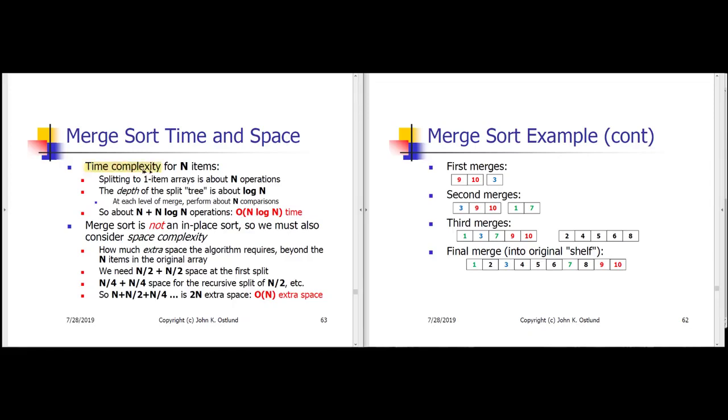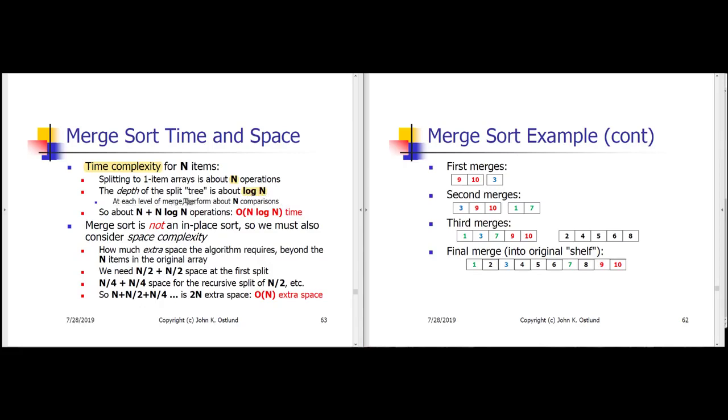So what is the big O performance for n? That is, what is the so-called time complexity for these n items? Well, it's going to take us about n splits to get down to one item arrays. And the depth of that split tree, because at each level, each split only contains half as many items as the level above, is going to be log n.